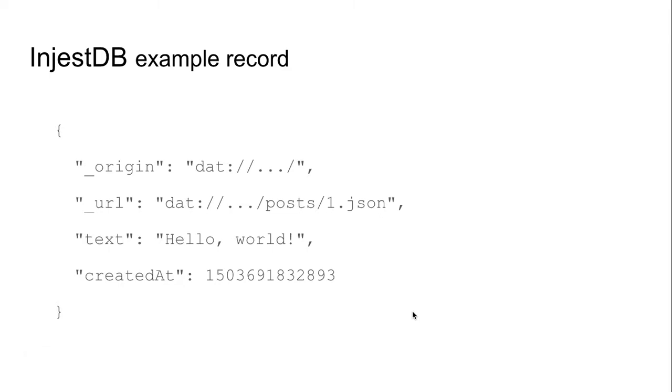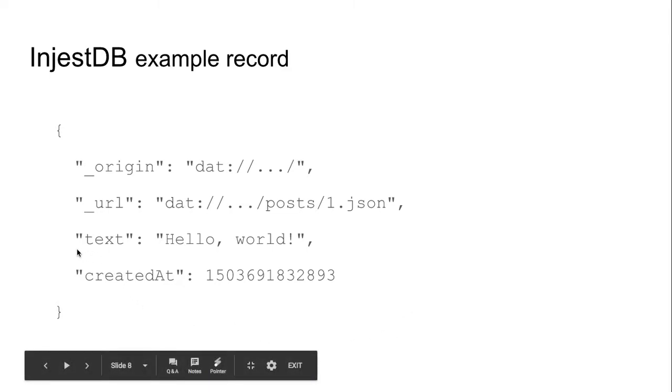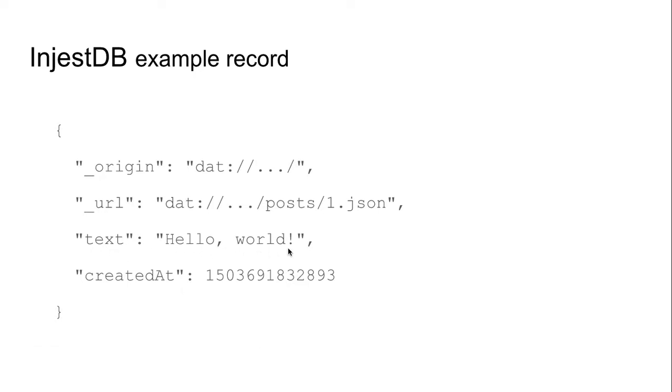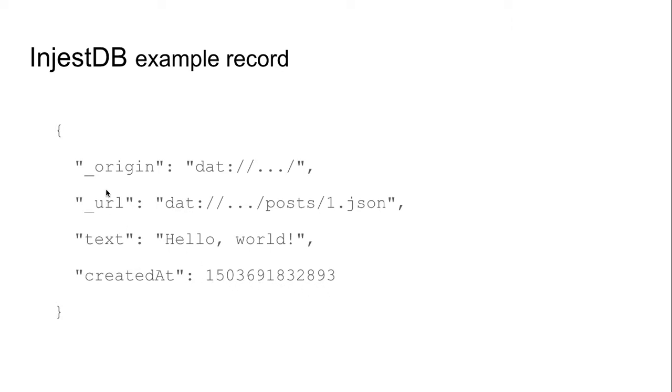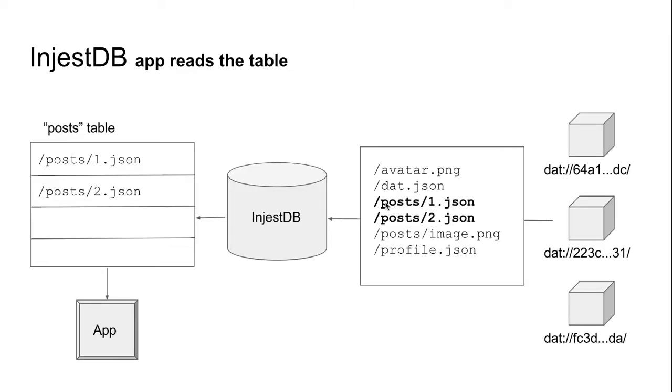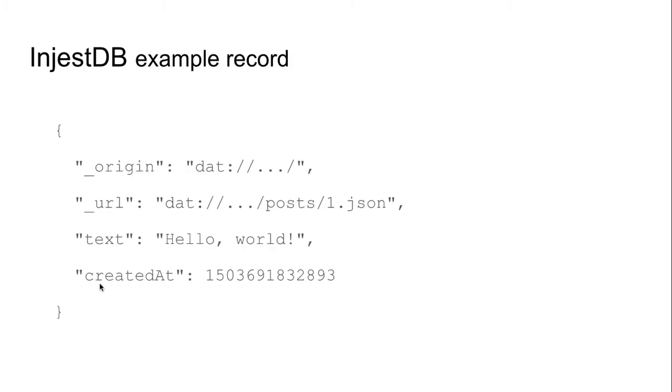An example of what the records might look like is right here. It's very simple. The actual content is this text attribute right here, hello world inside of it. It also has a createdAt attribute, and here we're using an epoch integer. And then there are two added attributes. Right now, InjestDB adds attributes that are always preceded with an underscore to indicate that they're special. One of them is the origin, which is the URL of the archive that this record comes from. And then the URL attribute tells you the URL of the exact file which this record was pulled from. So going back, this file right here translates to this record. And so upon reading, you would receive this data.